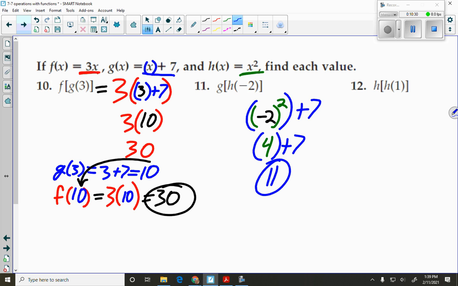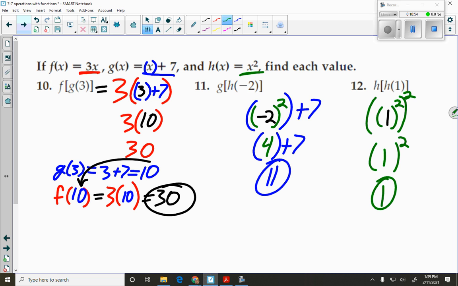And you can even plug this in multiple times if you wanted to take this 1 that they gave us, and it's in an h equation, and h gives us x squared, and then we want to put it inside another h equation. Well, then we could put that into an x squared, and then 1 squared is a 1, and then another squared is still equal to 1. So either way, however you want to look at this, that's what we're doing. So it's functions inside of other functions.